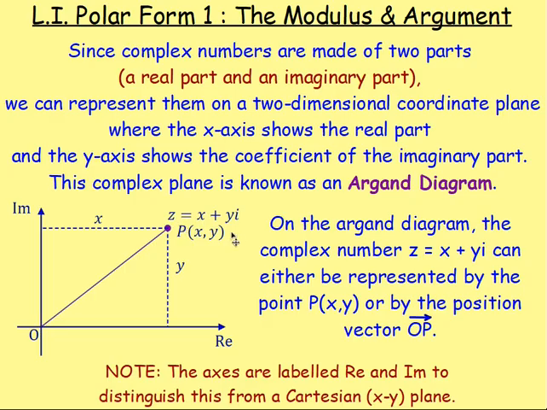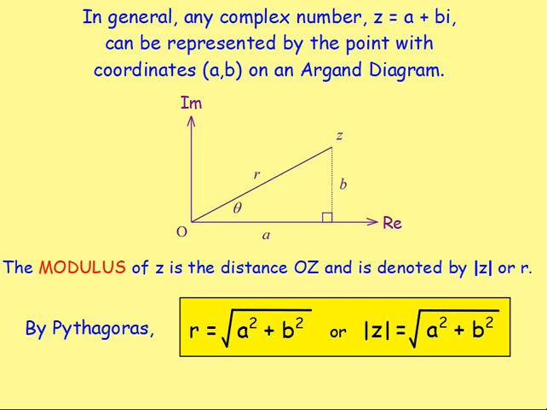If we have the complex number z, which is x plus yi, we would plot the point P. The real part is x, and the imaginary part, the coefficient of i, is going to be y, so we'd be plotting x, y. That point would represent that complex number. In general, any complex number, z equals a plus bi, can be represented by a point. You're wanting to take the real part and the imaginary part.